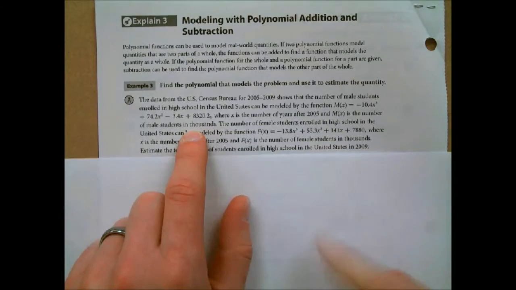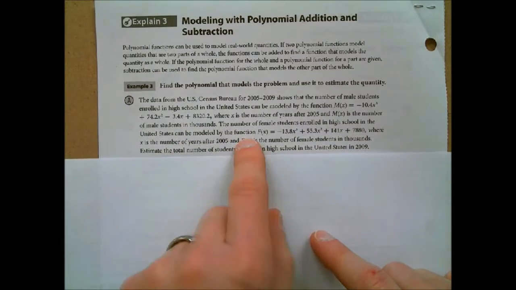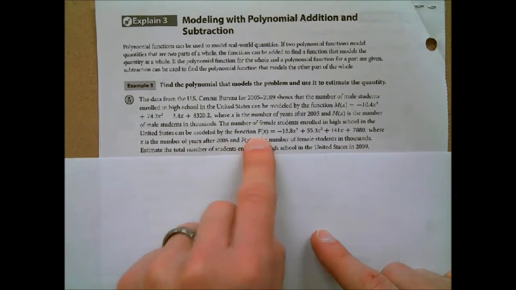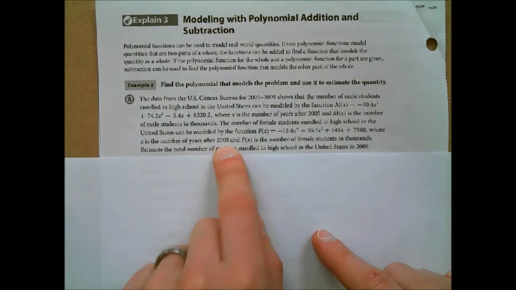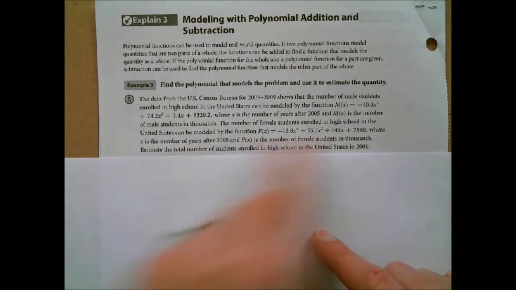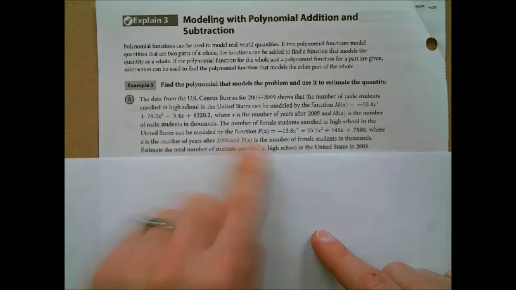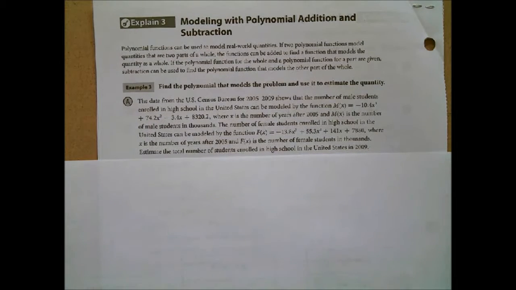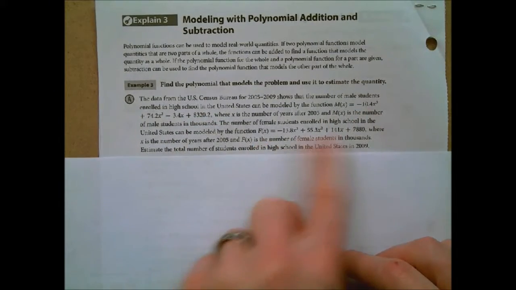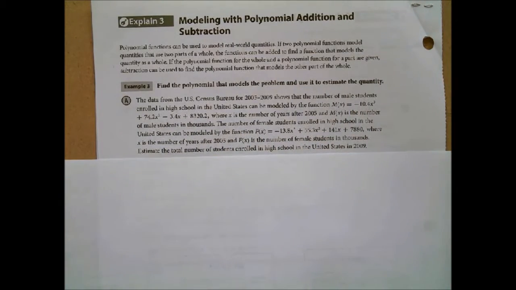Of course, the number of female students enrolled in high school in the United States can be modeled by the function f of x equals this, where x is the number of years after 2005. So if this function represents the number of male students, and this function represents the number of female students, how can we figure out the total number of students enrolled in high school? What could we do with those two polynomials?